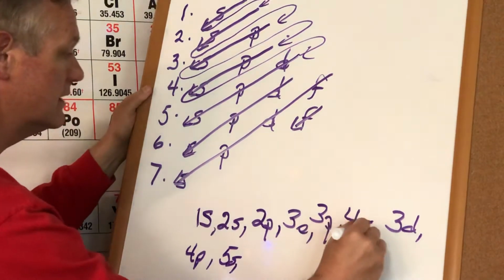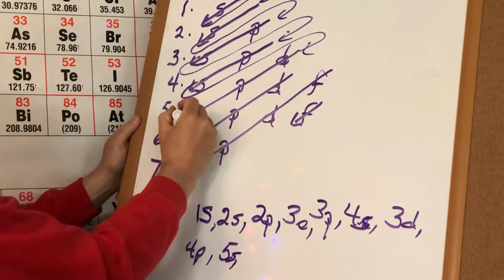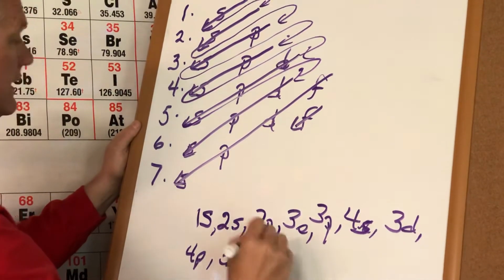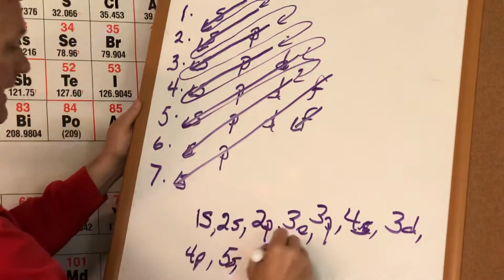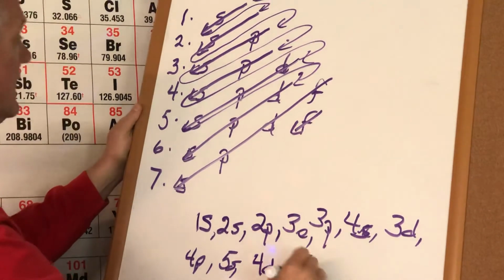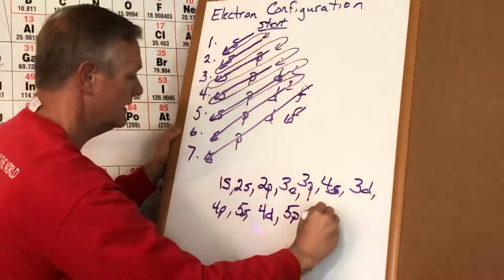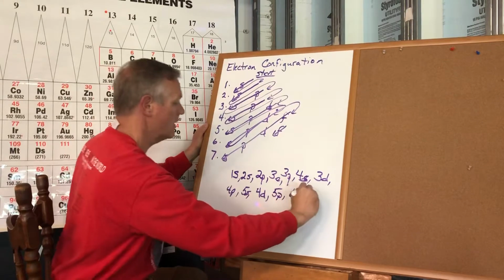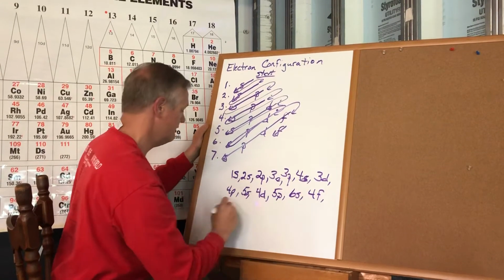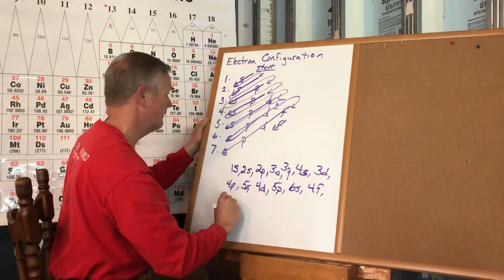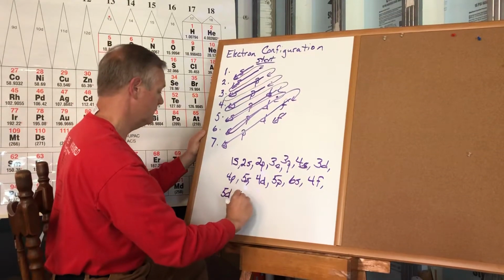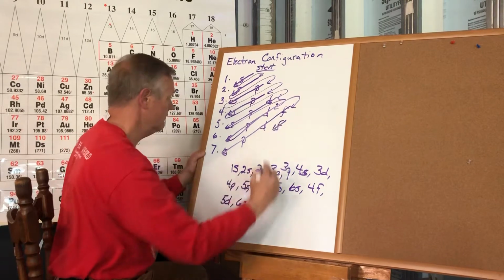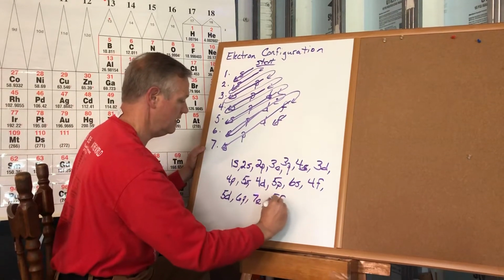And if you notice, I'm just right here, back up to here, and it's 4D, 5P, 6S, back up to the top, almost finished, 4F, 5D, 6P, 7S, and finally back up here to 5F.